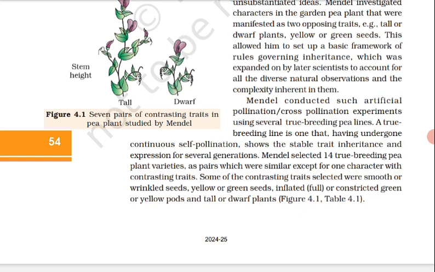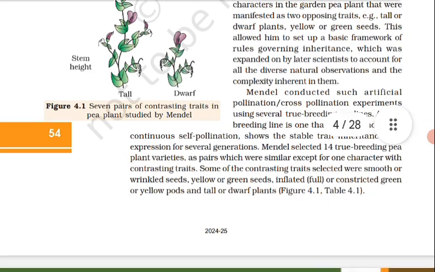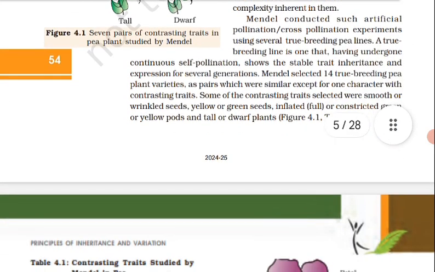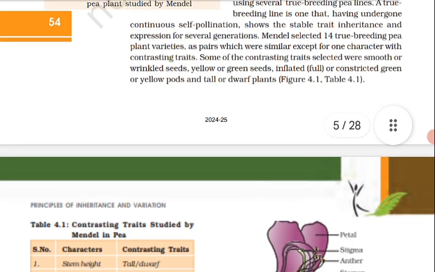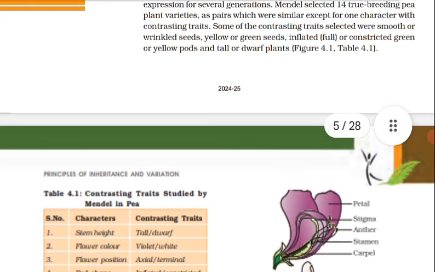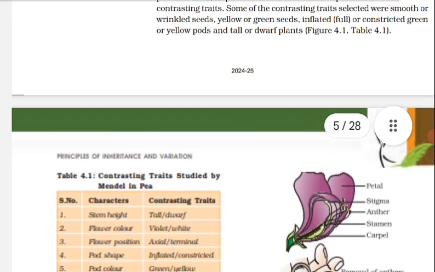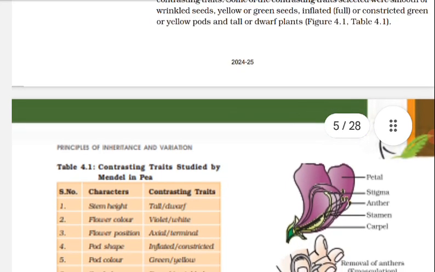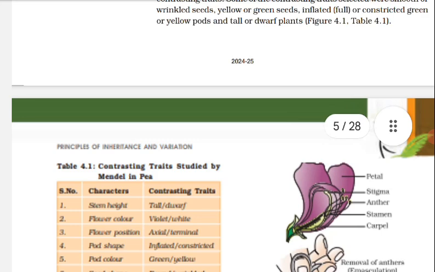Mendel selected 14 true breeding pea plant varieties as pairs which were similar except for one character with contrasting traits. Some of the contrasting traits selected were smooth or wrinkled seeds, yellow or green seeds, inflated, that is full, or constricted green or yellow pods, and tall or dwarf plants. Okay, in figure 4.1, that is table 4.1, it is given here.